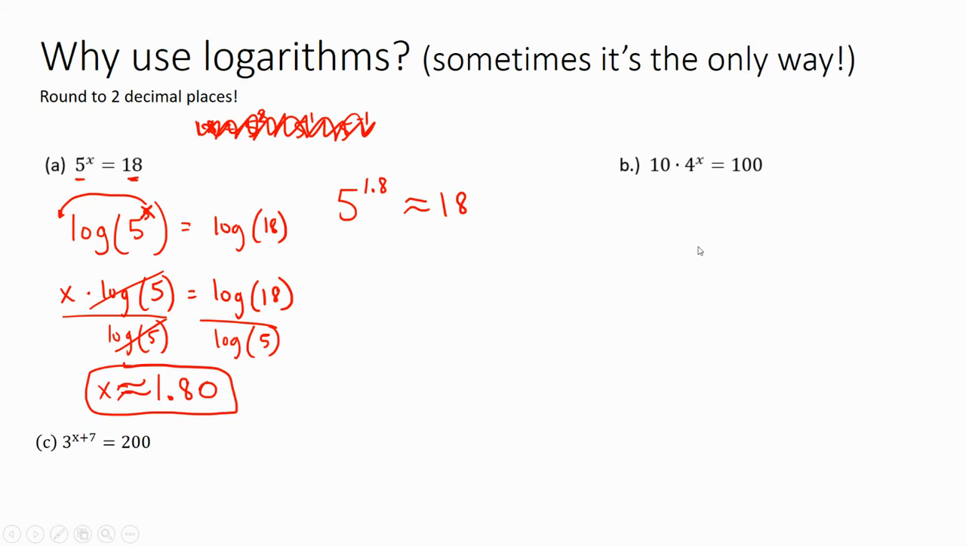Okay, second one, if you've got a number in front, we have to get rid of that first. And so if it's being multiplied, we undo it with division. So then we have 4 to the x equals 100 divided by 10, which is 10. And now we're back to how we had before.